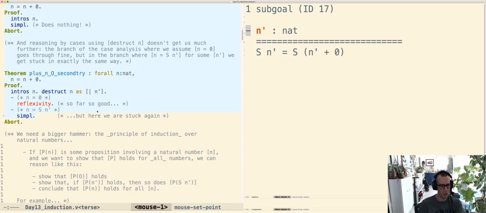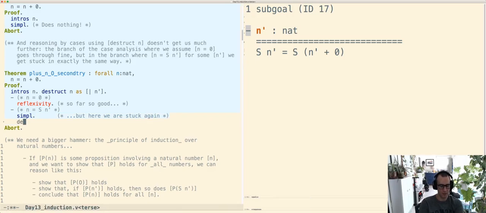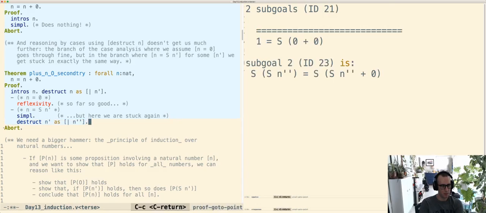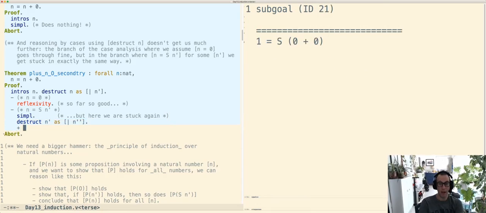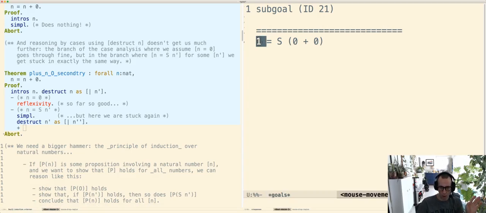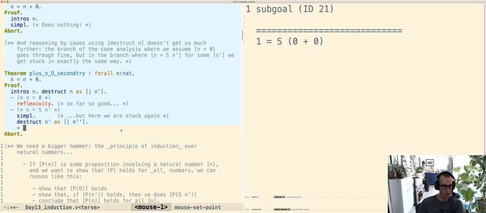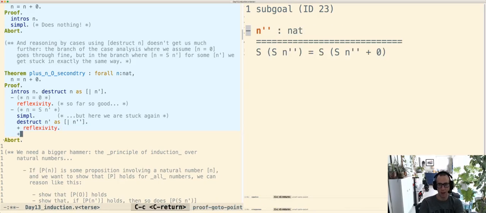Maybe we just keep going, destructing. Okay, this one I feel good about, because, okay, maybe this will work. Like, we have S of 0, and this is S of 0 plus 0. This is going to be S of 0. Love it. Okay, cool. We just needed one more destruct, right?